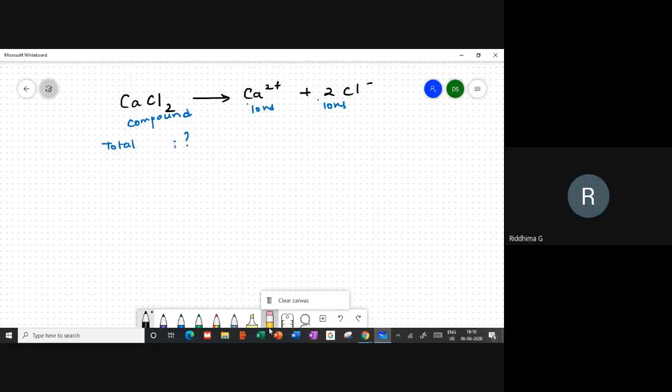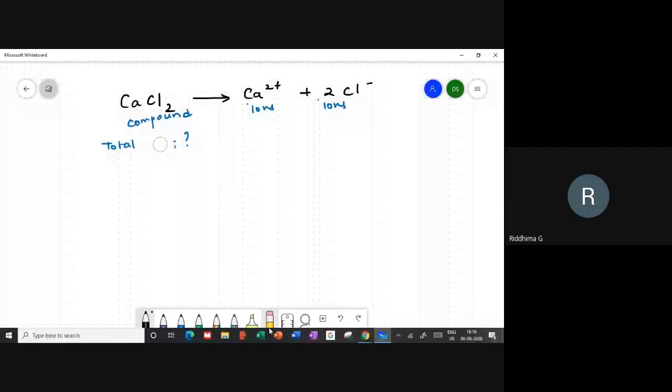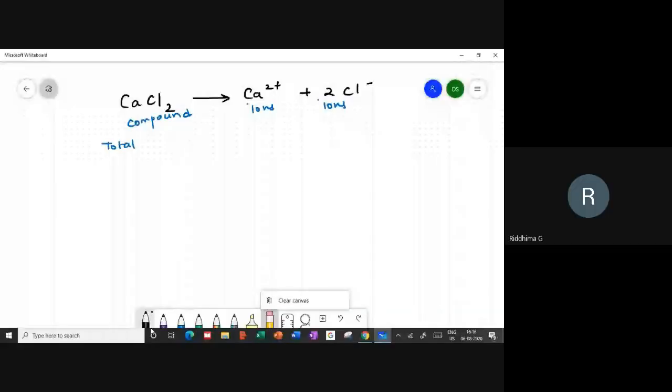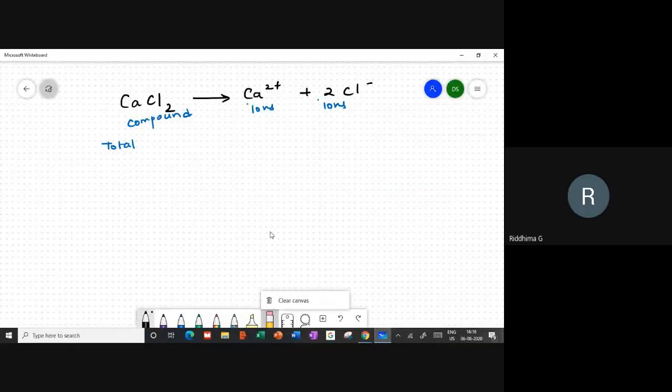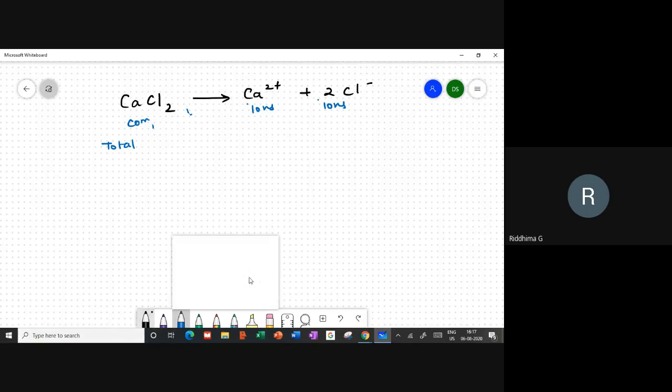Correct. Okay, just a second. Why is this hanged? I'm sorry, my whiteboard seems to be hanged. Okay.